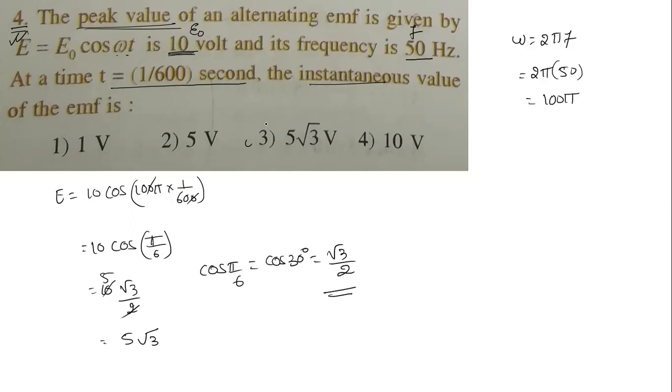So the third option is the right answer for this question. Okay, this is instantaneous. Sir, what if they ask for the instantaneous value of current? For the instantaneous value of current, you need to use the formula I naught sin omega t or cos omega t, whatever is given, depending upon this. If it is not given, take sin omega t. Okay, so next we go to the next question.